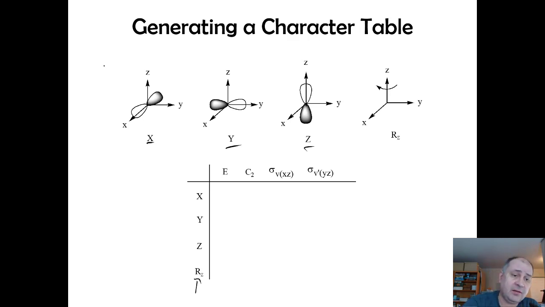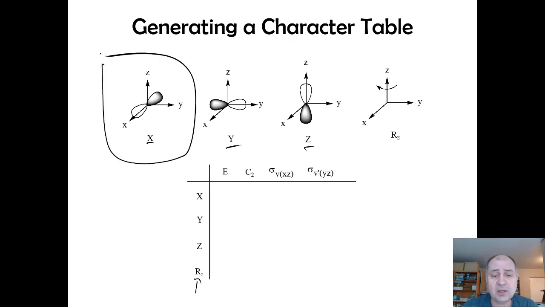So let's look at this first one here. An identity gives us a 1. A C2 through the z-axis gives us a -1, right? This just is going to twist by 180 degrees. So gray goes into white, or negative into positive. The XZ plane is the one that is in the plane of the orbital, and if it's in the plane of the orbital, it stays put. So that's a +1. But the one in the plane of the board is going to be the opposite. So this is going to be a -1. So we have just generated a symmetry pattern for this X translation.